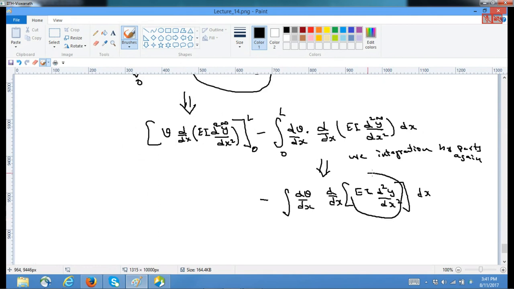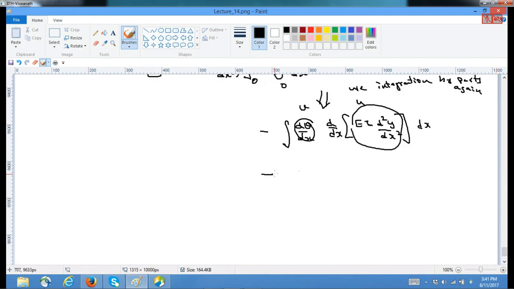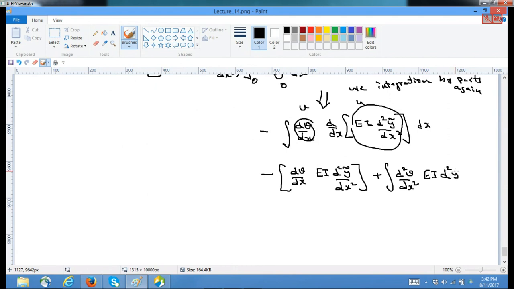I call this guy a new u, and this guy a new v. If I call it in that manner, by integration by parts, it will become v times u, minus of minus plus d square. So this is the second term.